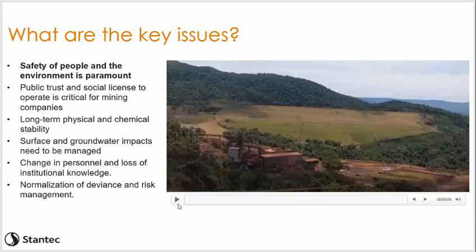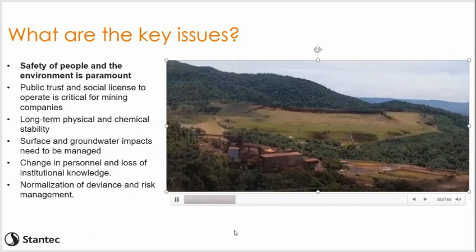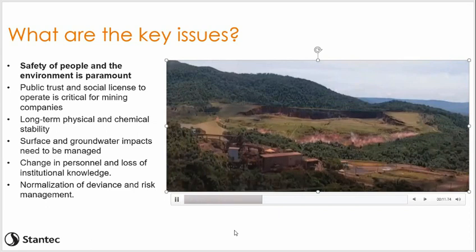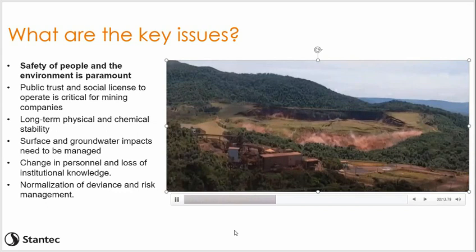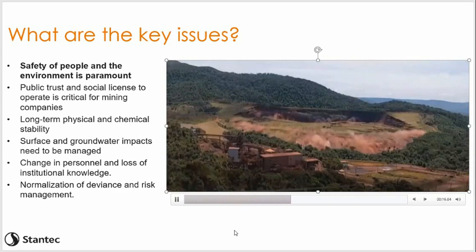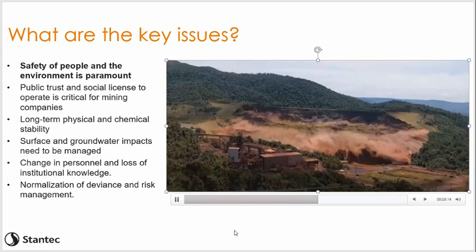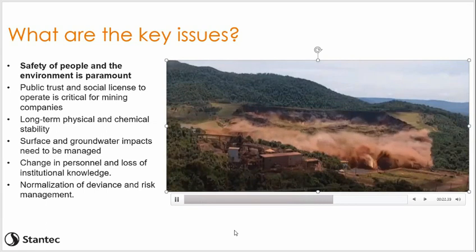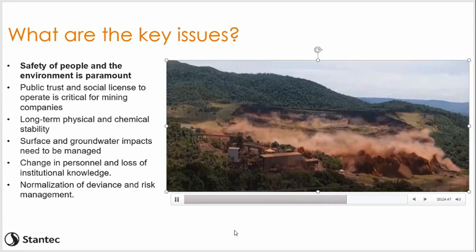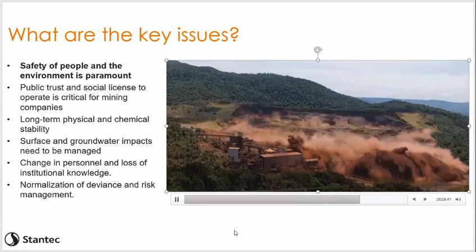I wanted to show this video quickly. This is a tailings dam failure from about 3 years ago in Brazil. The dam instantaneously collapses. This is an instance of static liquefaction, and it sends about several million tons of saturated material downslope. And there was a village downstream of this facility, and over 250 people were killed in this event.